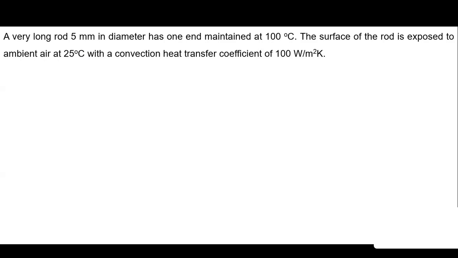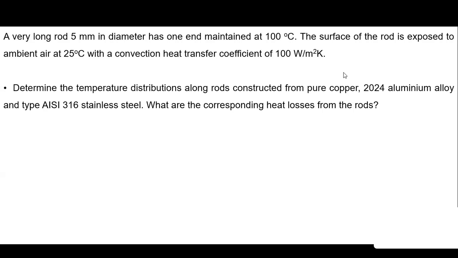Let us talk about the second problem. A very long fin means a fin with infinite length. The length is not specified. We do not have any alternative, we have to assume that it is a fin with infinite length. It's the simplest. Then, a very long 5 millimeter diameter rod, once again the diameter is very small, has one end maintained at 100 degrees Celsius. The surface of the rod is exposed to ambient air at 25 degrees Celsius. Convection heat transfer coefficient is 100 watt per meter square Kelvin.